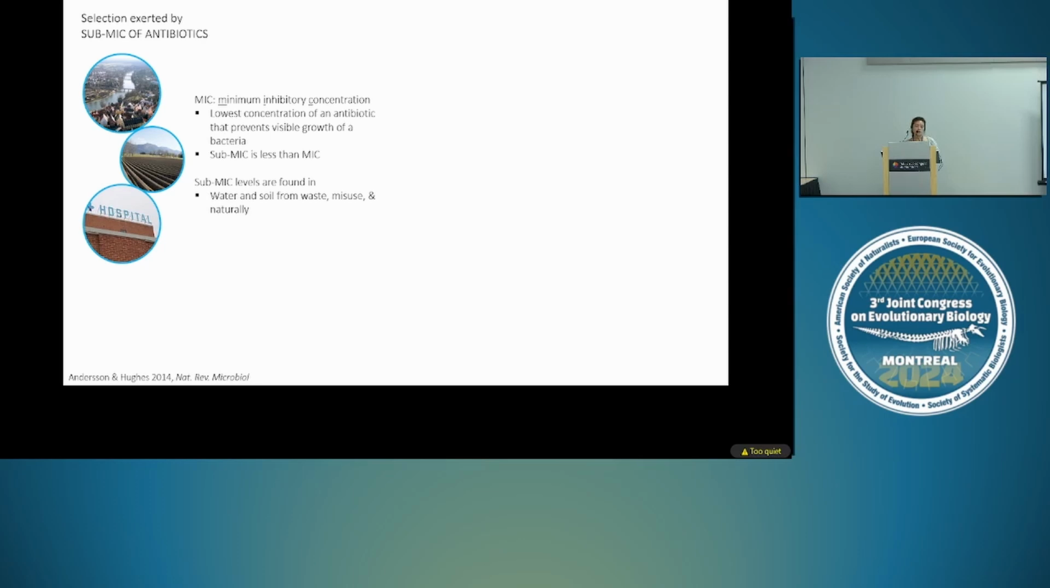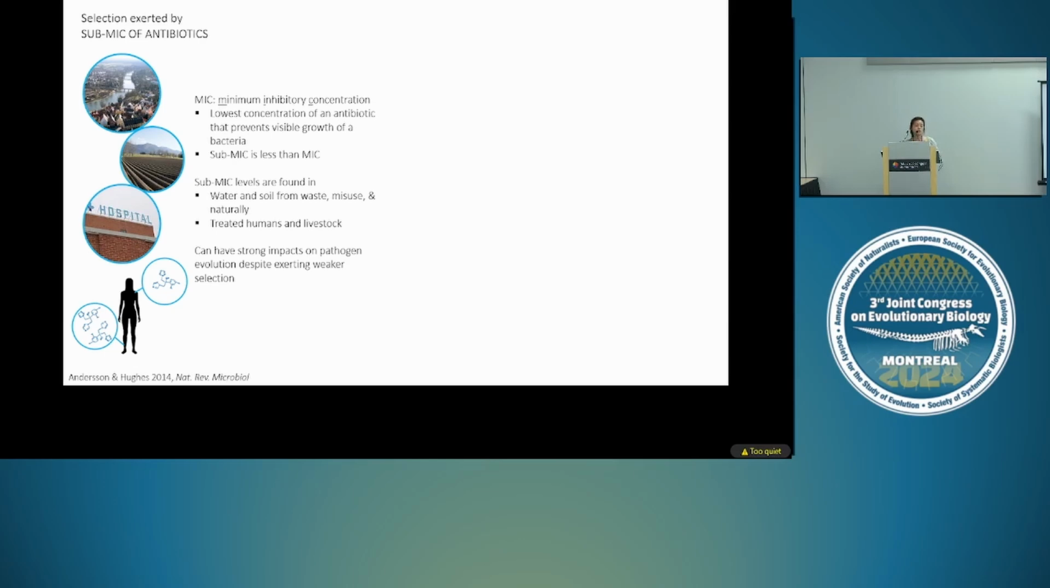Sub-MIC levels are actually found in a lot of different environments, including in water and soil, from waste and misuse. And sub-MICs also exist in the environment naturally from microorganisms that produce antibiotics. Variations in antibiotic concentrations can also be found in treated individuals like humans and livestock. And we know from experimental evolution studies that sub-MICs can have strong effects on pathogen evolution despite exerting weaker selection.